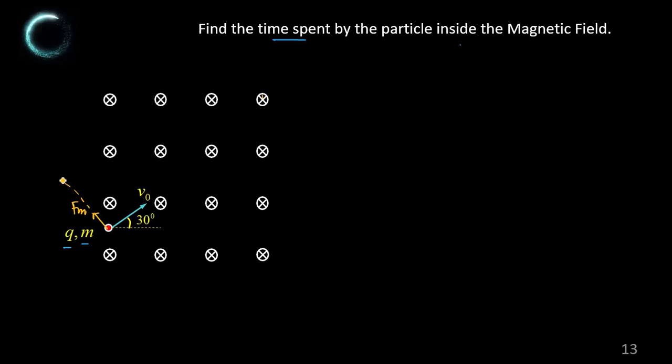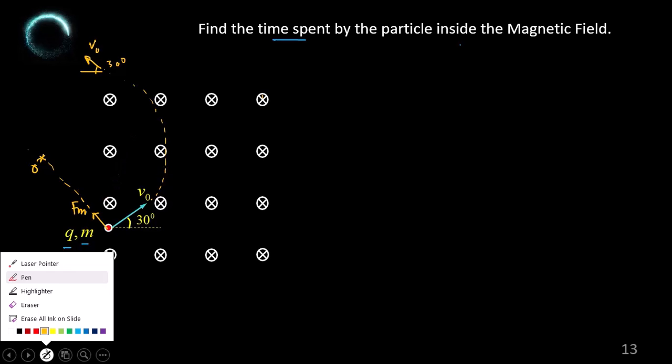Along this line, the center of the circle should lie. So this point O is the center of the circle, which always lies along the direction of the force. Now if I complete the circle, the particle will come out of the magnetic field at the same angle. It enters at an angle of 30 degrees with the horizontal, so it will come out of this field at an angle of 30 degrees with the horizontal, with the same speed. V naught also remains the same. There is no change in the velocity, because the kinetic energy is not going to change.